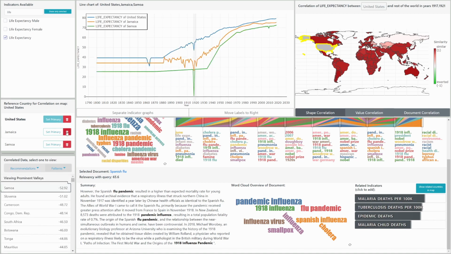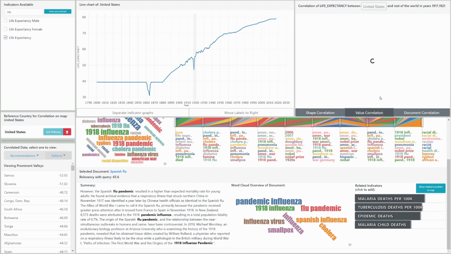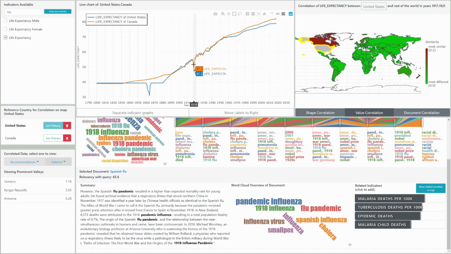The correlation map focuses on analyzing similar patterns to the selected time frame, but we can also use the value correlation map by selecting this button. This map helps us check whether there were other countries where the life expectancy value was exactly the same compared to the selected one in the line chart to its left. This allows us to find countries like Canada, where the lines match almost exactly.